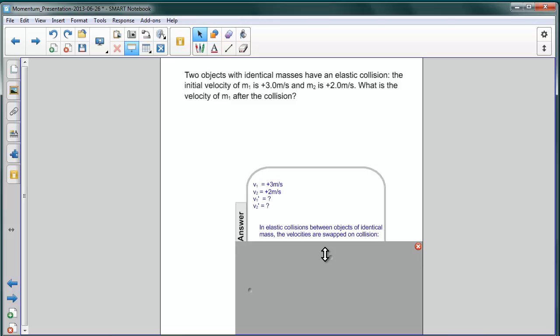So mass 1 will have the velocity of mass 2 after the collision. So, put simply, V1 prime will be equal to V2, and that was 2 meters per second.